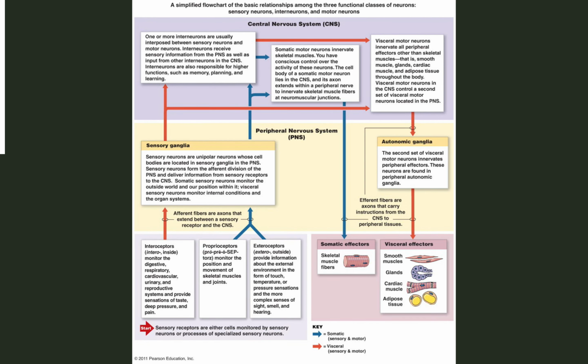This picture shows the relationship between the different divisions of the nervous system. So you've got sensory neurons sending information to the central nervous system, and that's where integration happens, and then they're going to send the information out to the motor division, somatic or autonomic. We'll talk more about that later.